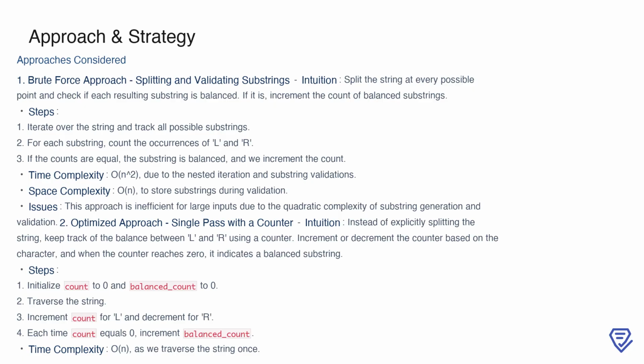To address these limitations, we explored an optimized solution using a single pass and a counter to track the balance dynamically. Instead of generating substrings, we modify a counter as we traverse the string, incrementing it for L and decrementing it for R. When the counter reaches 0, it signifies that the string is balanced, and we increment our balanced substring count. This optimization reduces the time complexity to O(n), as we only traverse the string once.